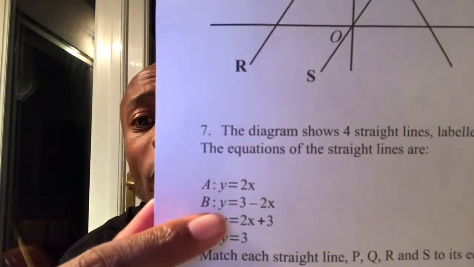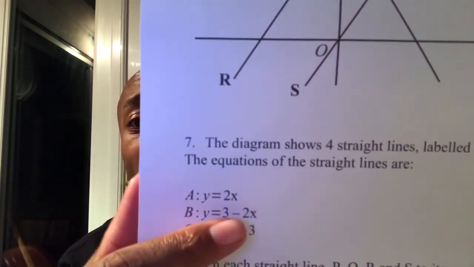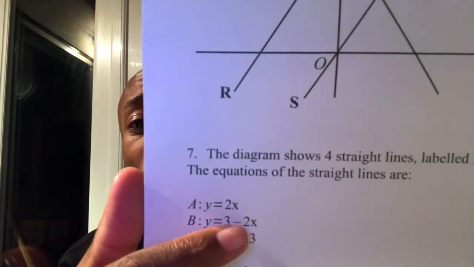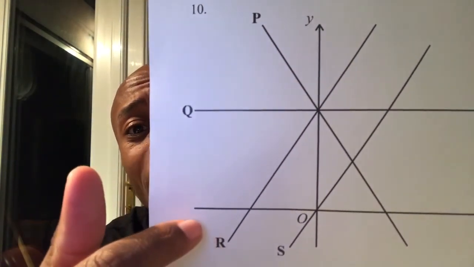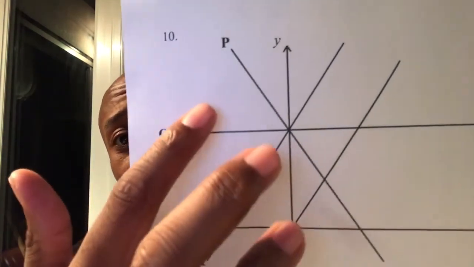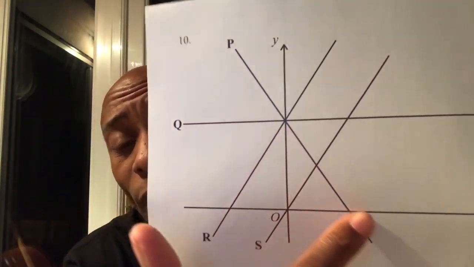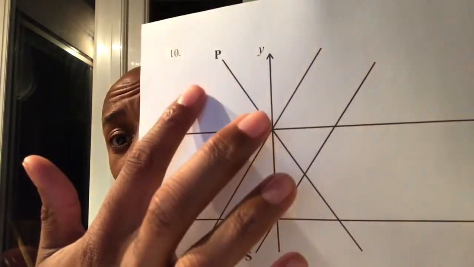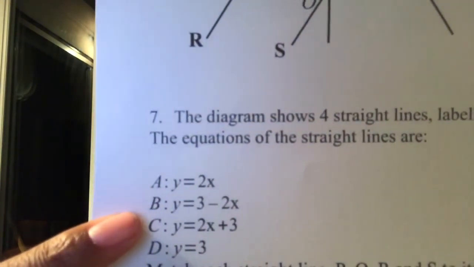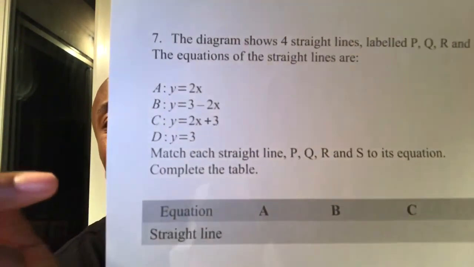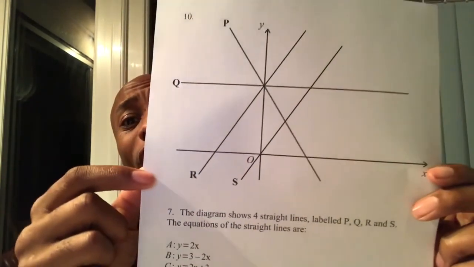Equation B is y equals 3 take away 2x, so this has got a gradient of negative 2 and crosses at 3. The only graph that's going down as I look at it from left to right is this one here, and it crosses at 3, so that P must also be equation B there. Alright, so if that makes sense, you're on the right tracks.